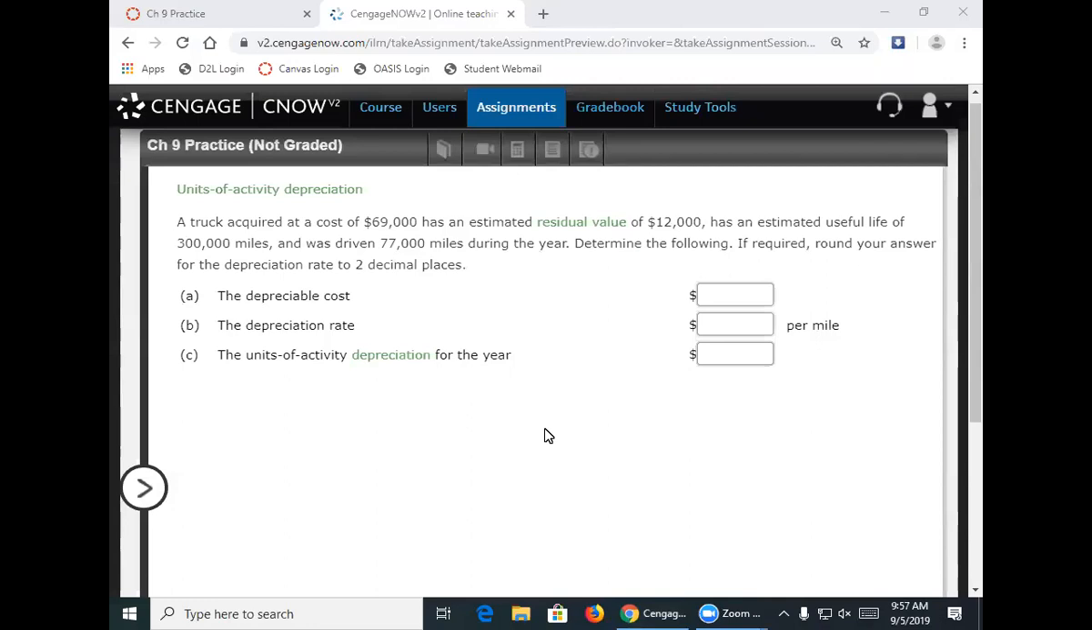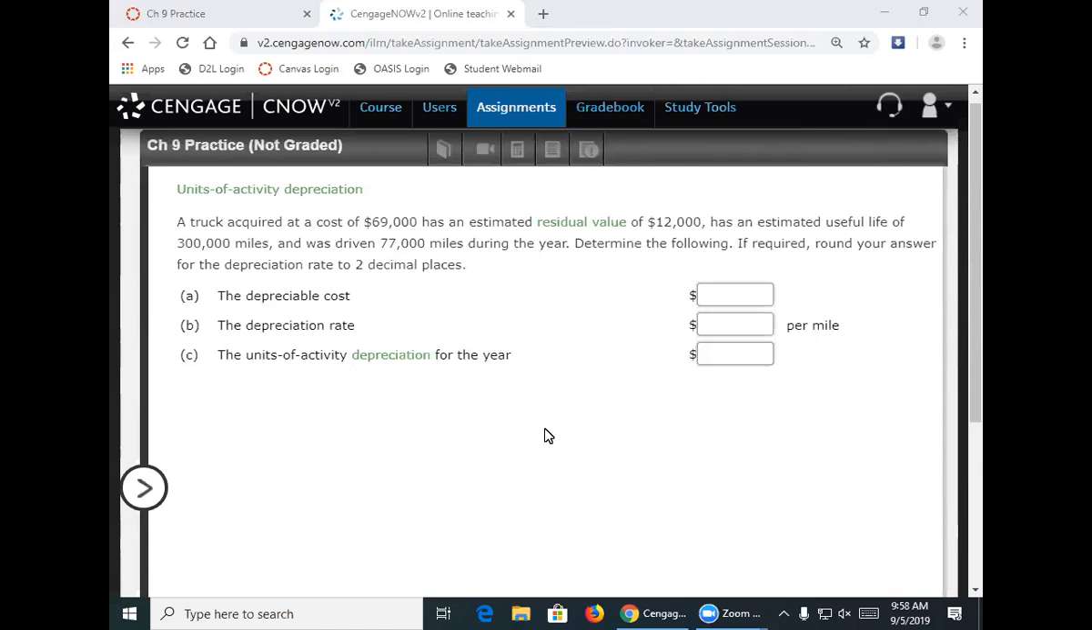So this one's units of activity depreciation. It says we acquired a truck at the cost of $69,000, and it had a residual value of $12,000. Its estimated useful life is 300,000 miles, and it was driven 77,000 miles during the year. Determine the following. If required, round your answer to 2 decimal places.